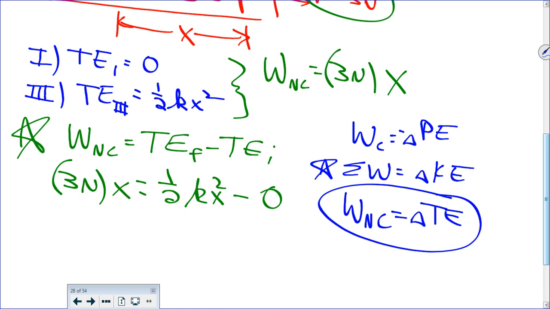All right? Good, you guys? All right. So I'm looking at 3x equals, what was our k again? 50. So 25x squared, and you can solve it, right? There's 2 solutions. X equals 0, and then if you cancel out an x, you get 3 equals 25x. So whatever 3 over 25 is. What, 0.12? Yep. Good?